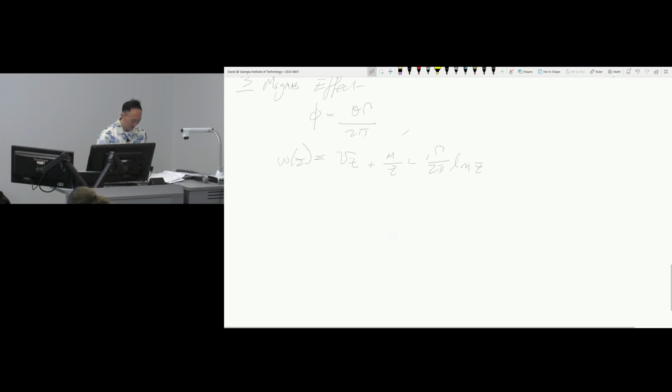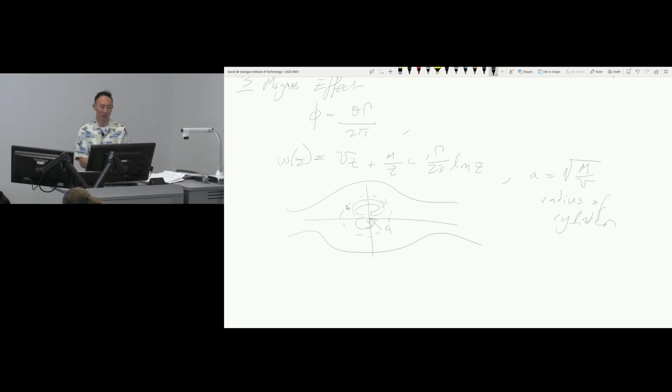If you do this correctly, you'll show that this is associated with a cylinder of radius A, where A is equal to the square root of m over u. This is the radius of the cylinder. Of course, there's no real cylinder, no solid boundary. But the combination of those two flows, the doublet and the stream, creates a single streamline of radius A that things can't cross. So we call that the cylinder.